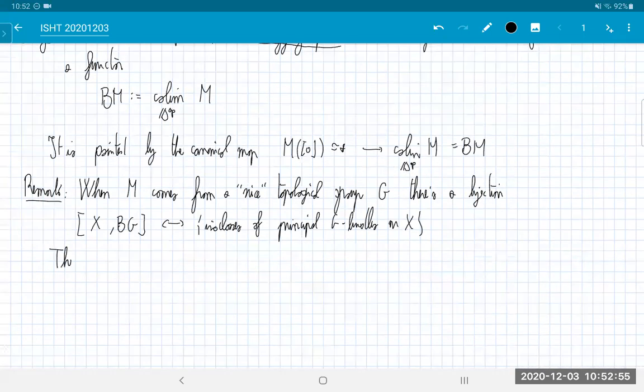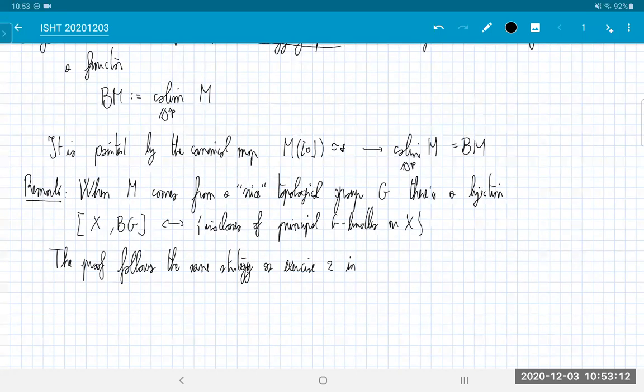And actually, the proof follows the same strategy as exercise 2 in the last exercise sheet. Well, at least one proof, there are others, but the one that's more natural at this point. The reason I'm not saying more is that I would have to introduce what principal G bundles are and trivialization and so on. But if you've seen principal G bundles, you can probably fill in the gaps. There are some non-trivial arguments here.